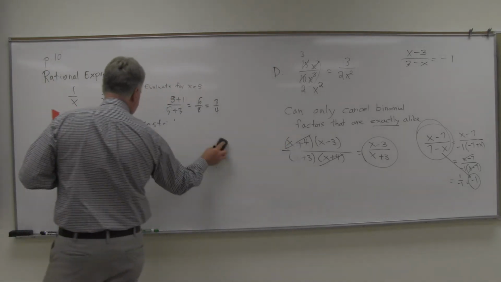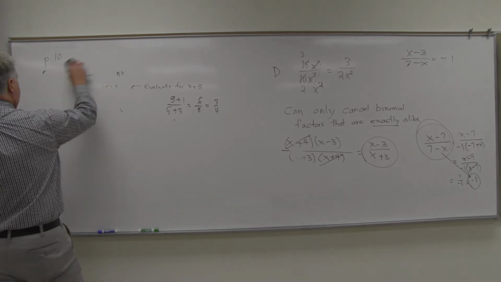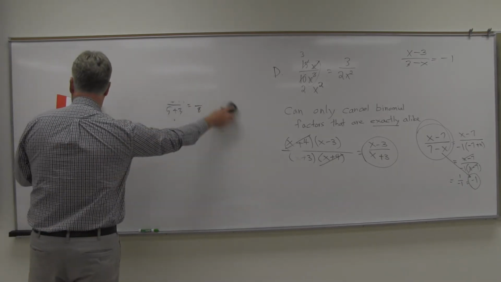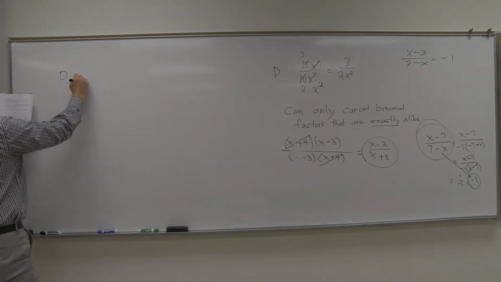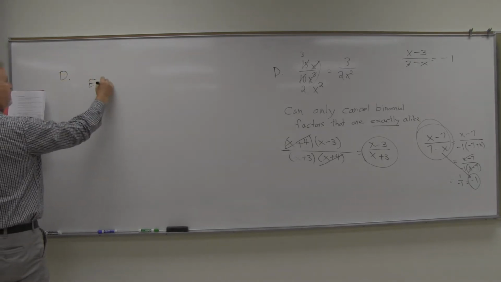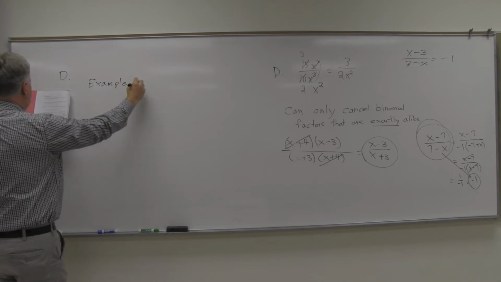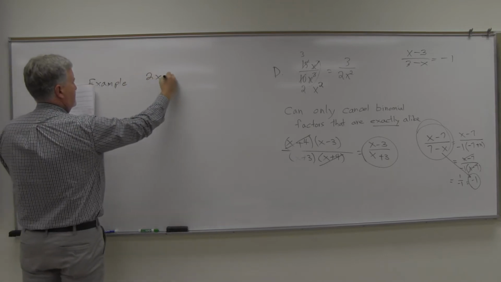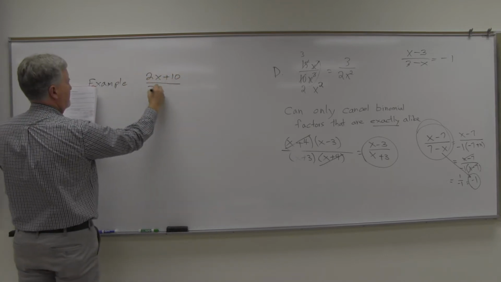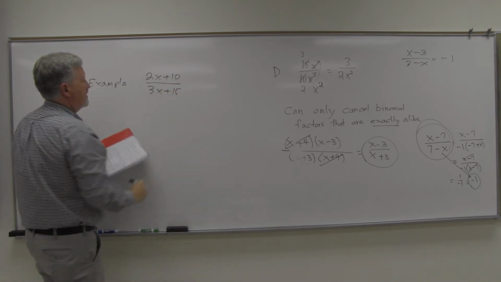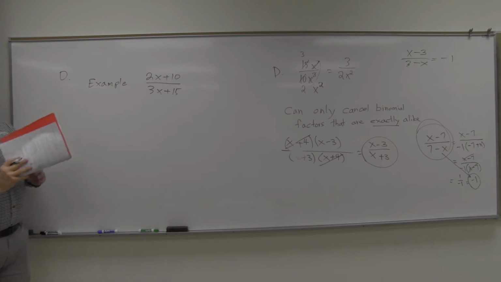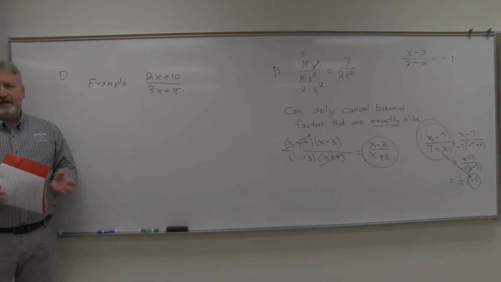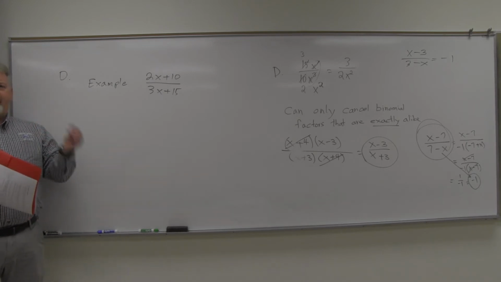So we'll use that little fact along the way. All right, so let's get into the examples there on page 10, kind of middle of the page, on D. This is the first example on D. It's got 2x plus 10 over 3x plus 15. Okay, so as noted above, to be able to cancel here, we've got to factor first.